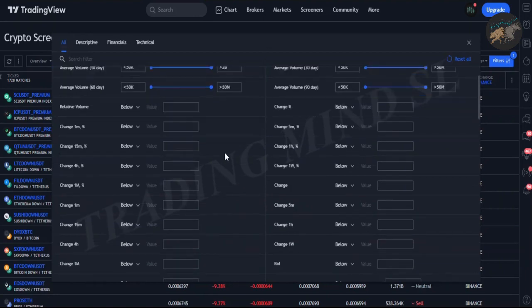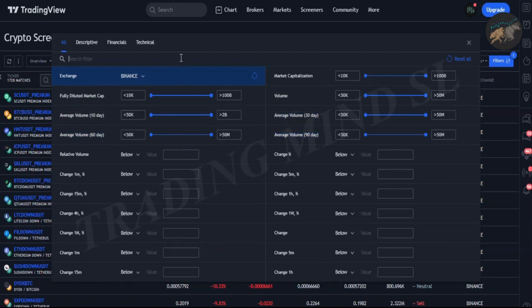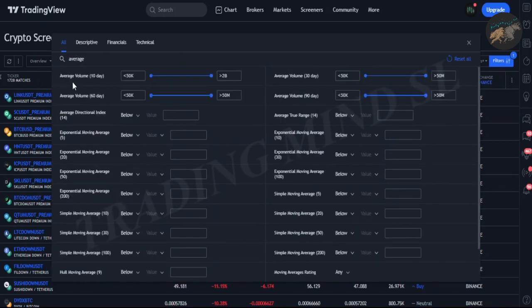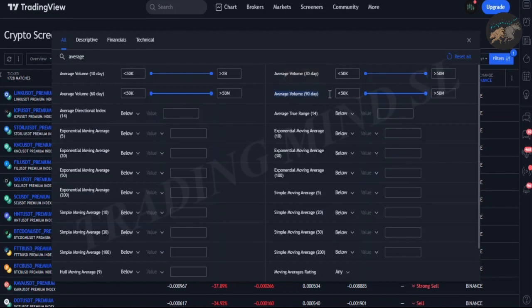After we have selected the platform, let's apply another filter. Let's find the average volume filter. If you can't find it, type it in the search box. As you can see, there are 4 types of average volume. But we'll focus on 90. Because if we can get a currency that has a lot of volume on average over the last 90 days, we know there's some liquidity, people are trading it, and there's interest around it.